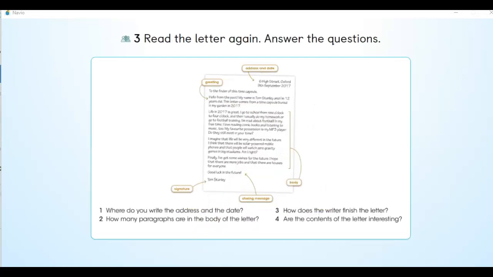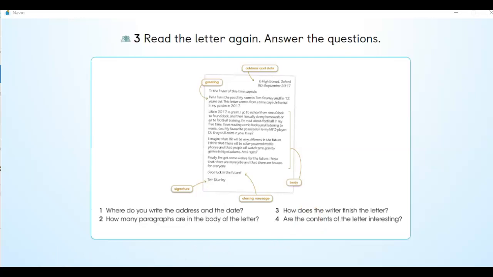Once you have read the letter, I want to ask you these questions and you have to answer them. Question number 1, where do you write the address and the date? 2, how many paragraphs are in the letter? 3, how does the writer finish the letter? And 4, are the contents of the letter interesting? Please write the answers on a piece of paper.